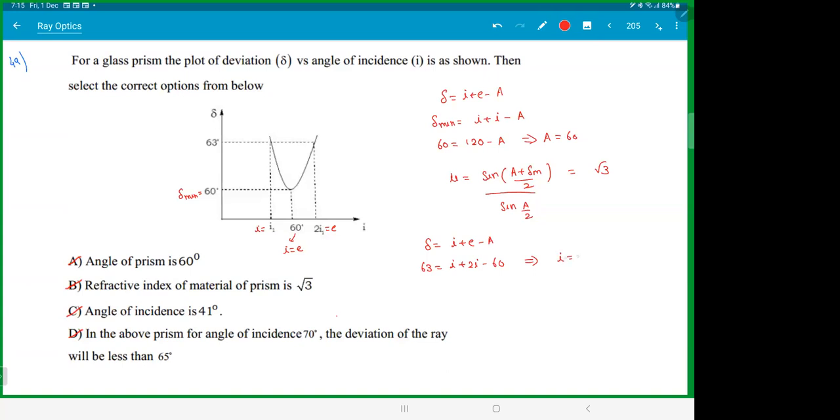60 plus 63, 123, 41. That is also right. What to do about D? D is a good question. ABC most people get it.